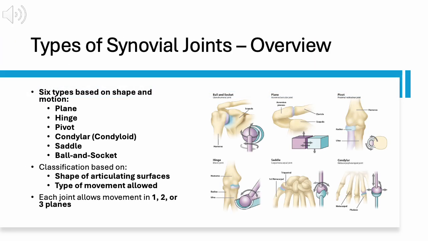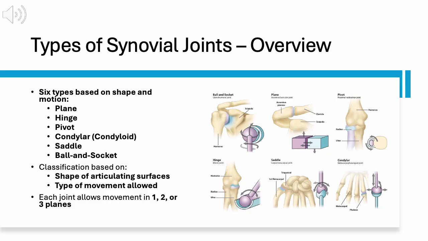Now that we've covered the structure and support systems of synovial joints, let's explore the 6 types of synovial joints. These types are based on the shape of the articulating surfaces and the direction and number of planes of movement they allow. In anatomy, we often describe joint movement in terms of 3 anatomical planes: sagittal plane, flexion, extension; frontal plane, abduction, adduction; transverse plane, rotation.